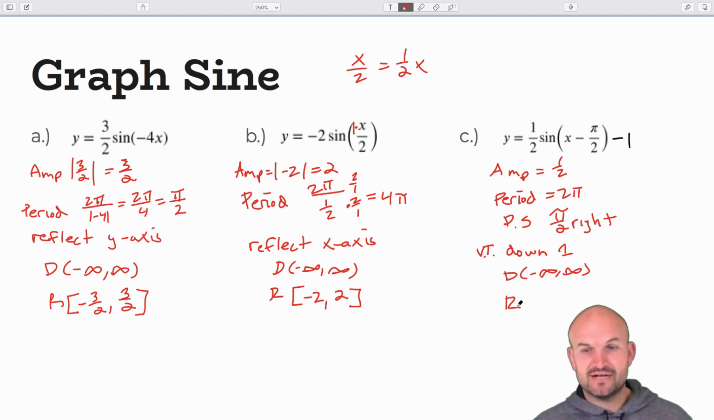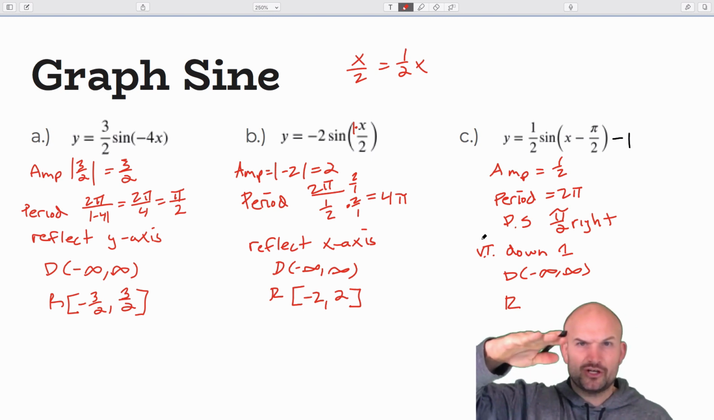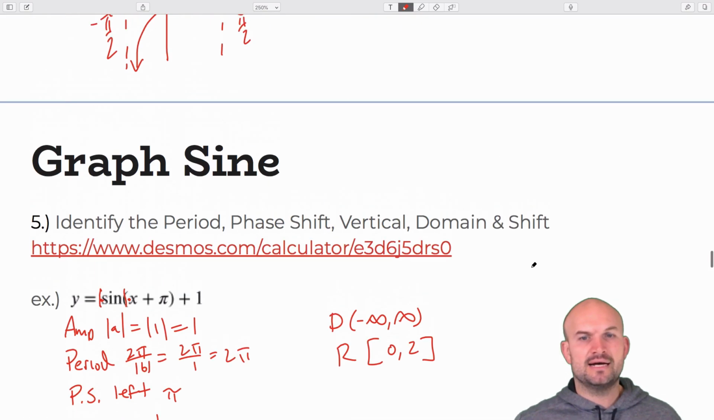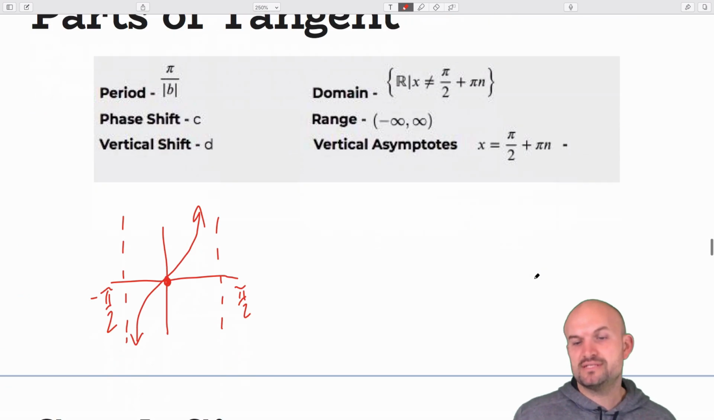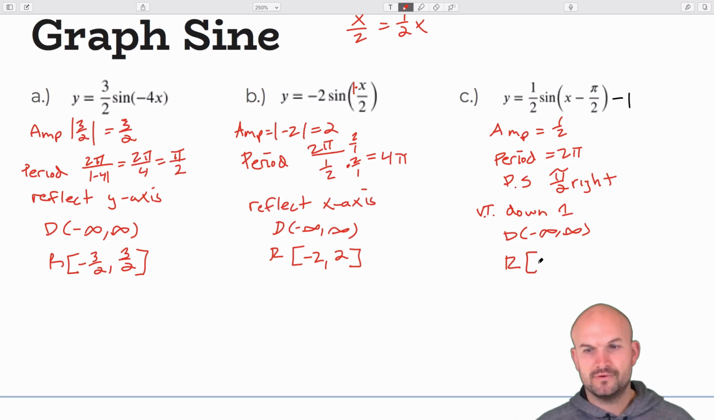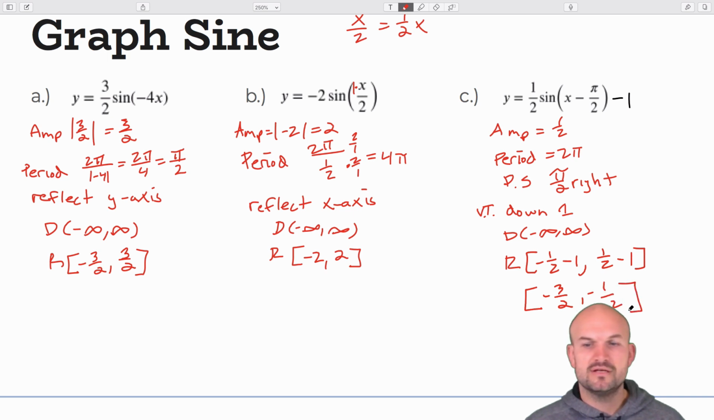However, my range, now this one kind of gets a little tricky. Students are like, all right, you're at negative 1/2 to positive 1/2, right? That's the amplitude, but then you're going down 1. So what would that be? That's where that formula that I provided can be helpful here. Negative a plus d, positive a plus d. So basically what I can have here is I can take negative 1/2 minus 1, and then I can take positive 1/2 minus 1. By simplifying that, you can see that that's going to be a negative 3/2, and then 1/2 minus 1 is going to be a negative 1/2. So that is going to be a range.